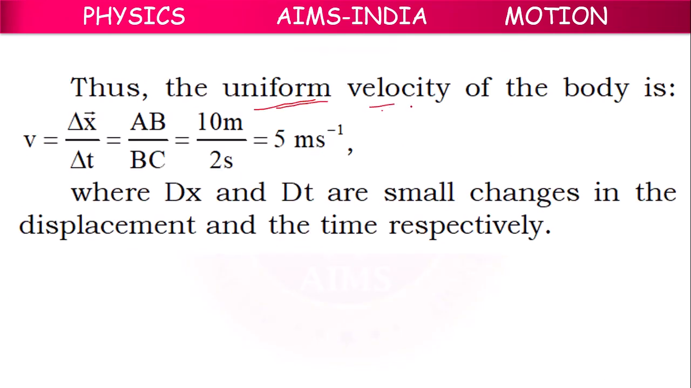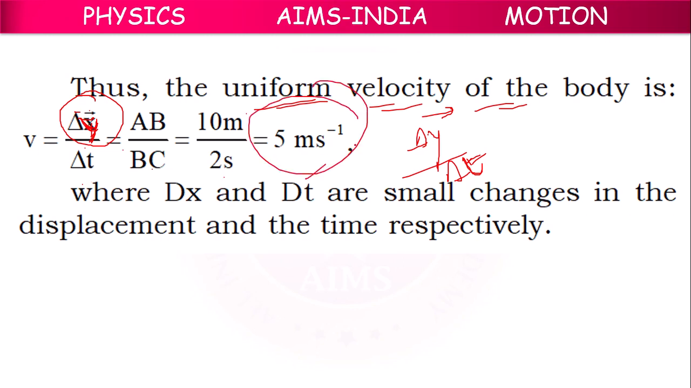So the uniform velocity of the body is delta y bar by delta t, because the displacement is in the y direction. Here displacement is a vector, so that's why we denote it as delta y bar. Time is a scalar, so we simply represent it as delta t. Delta y bar by delta t equals AB by AC equals 10 by 2 equals 5 meters per second. This is the uniform velocity.